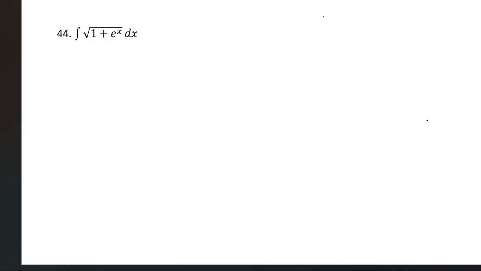So let's let u be, well, I don't see any benefit to letting u be 1 plus e to the x, because du would be e to the x dx, and there's no sign of it there. So what if I let u be the square root of 1 plus e to the x? Maybe that will change things up a little bit. u squared is 1 plus e to the x. So then 2u du is e to the x dx.